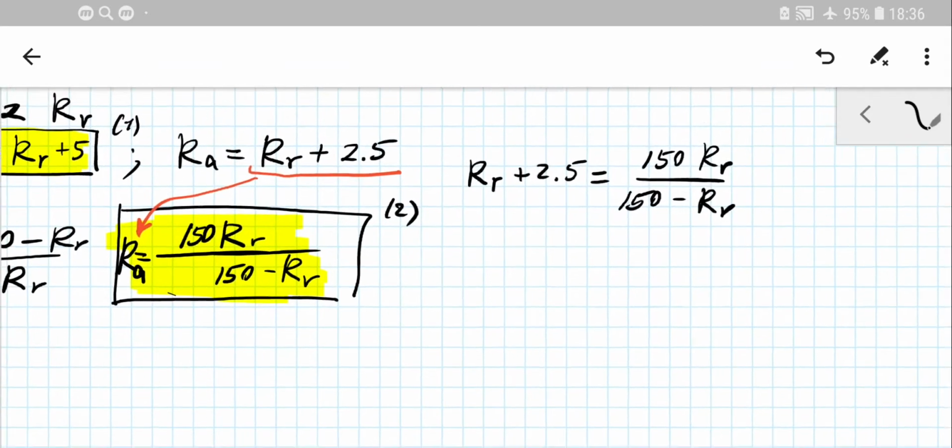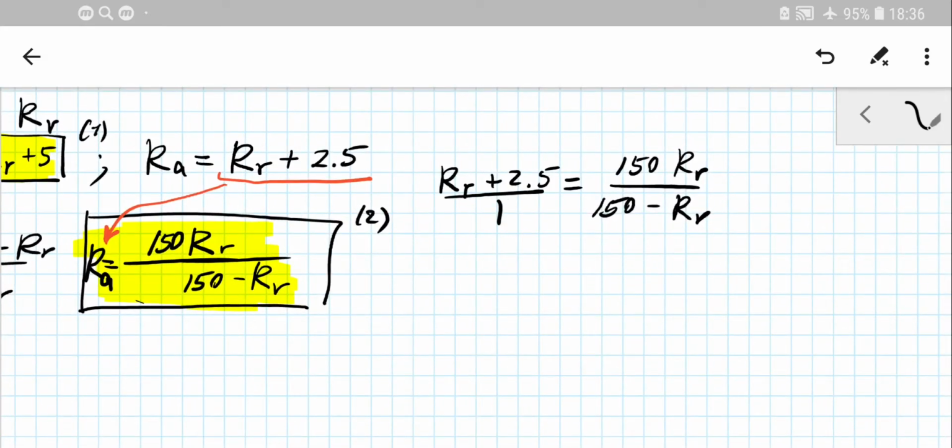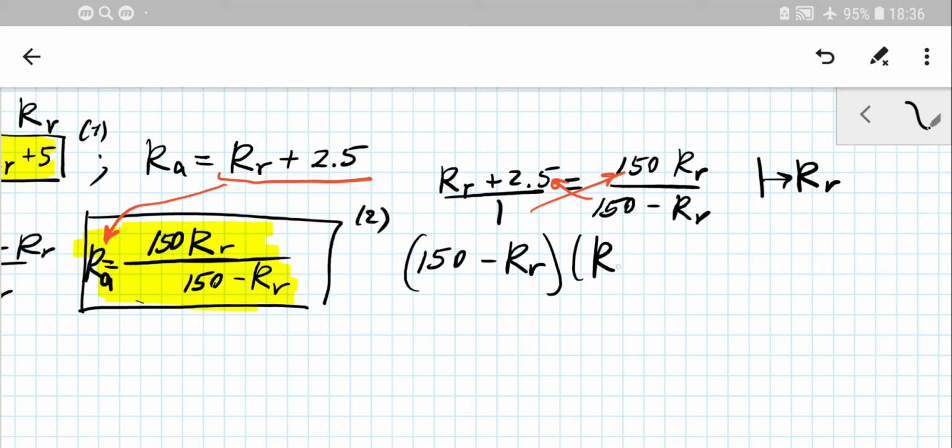So what I'm going to do, I imagine that here is 1 and I use the fractional equation solution. So I crisscross multiply and hence I can get the values for our equation for Rebecca rate. Now you see we've got only Rebecca rate and that's what we need to find. Okay, so let's multiply that. So I've got 150 minus Rebecca rate multiplied by Rebecca rate plus 2.5.